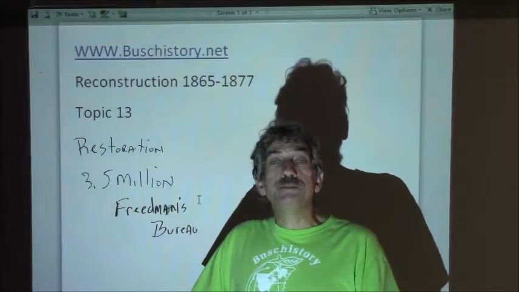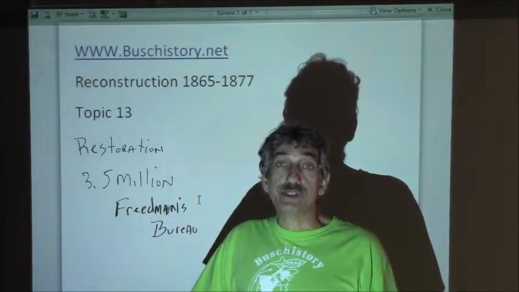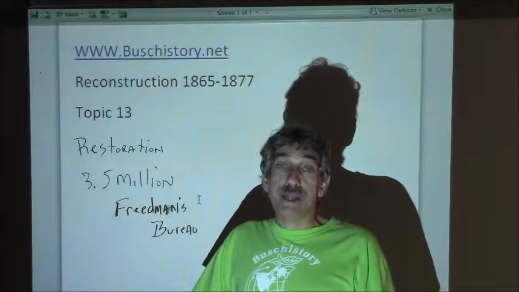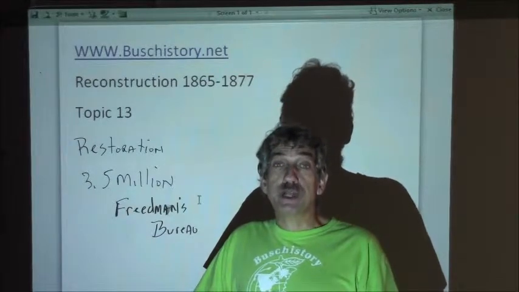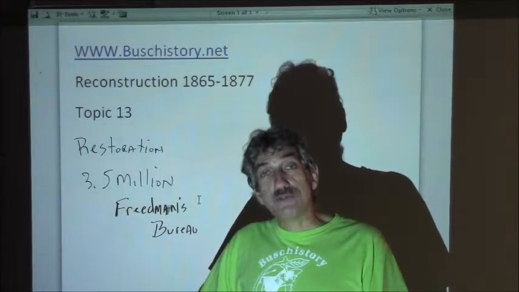And who shall be the local political leaders in the South? In many cases, they're former Confederate leaders. So this is going to be a real tough road here.